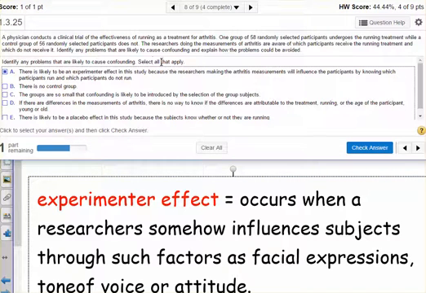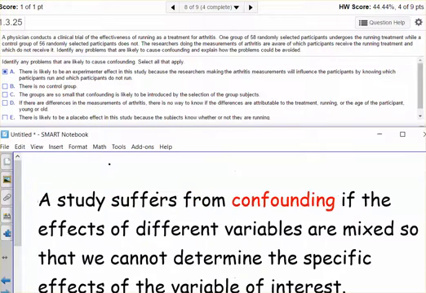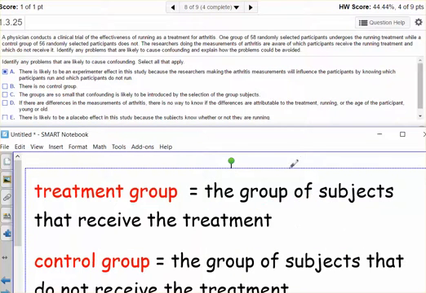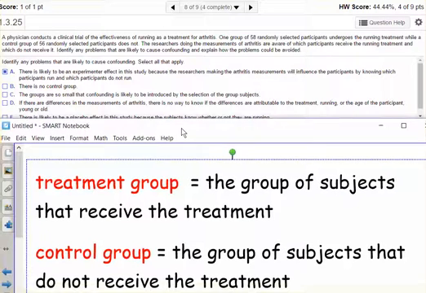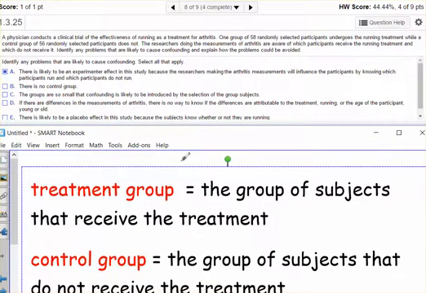B, again, we're selecting all that apply. There is no control group. So what is a control group? Well, a control group is the group of the subjects that do not receive the treatment. So we have a group of runners. Those are our treatment group. And we have a group of non-runners. Those are our control group. So we do have a control group, so we're not going to choose B.